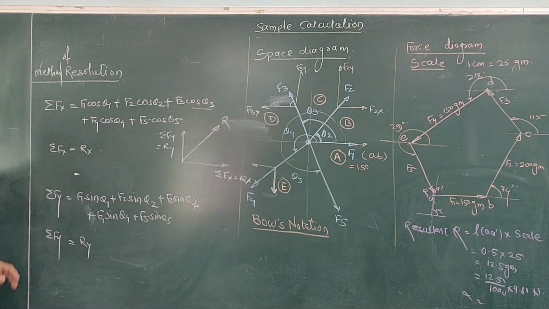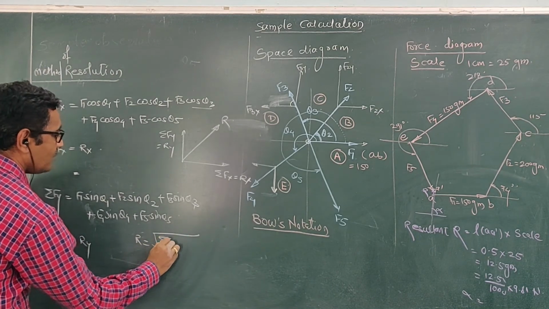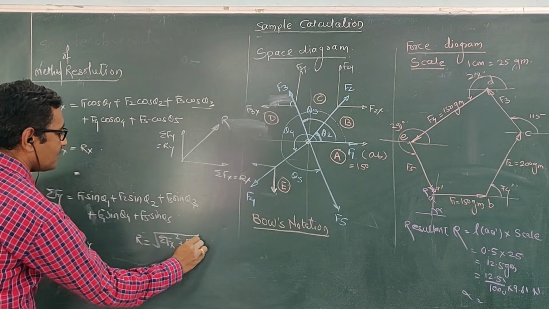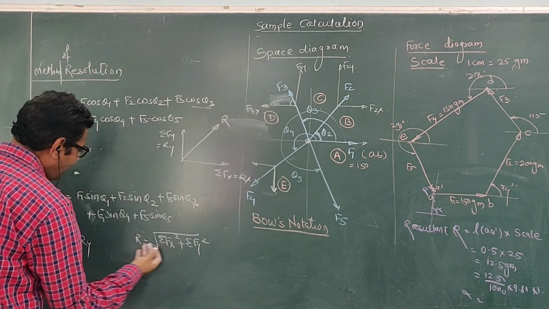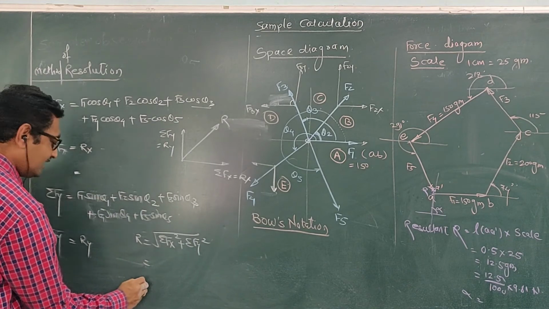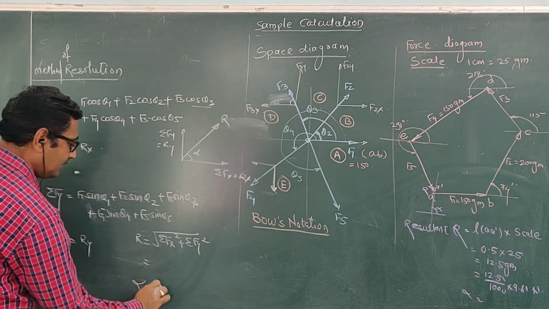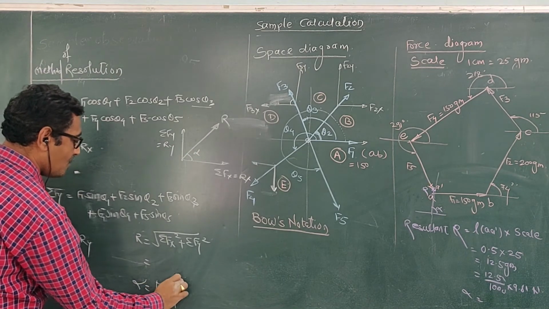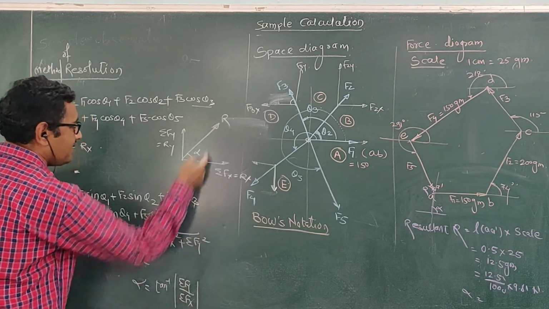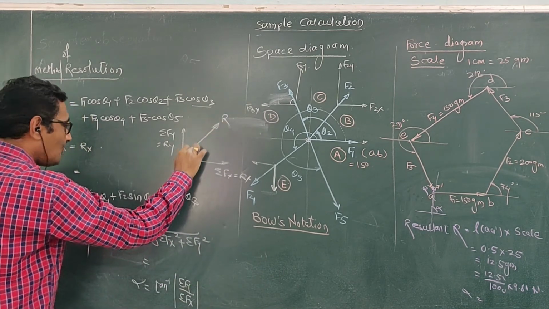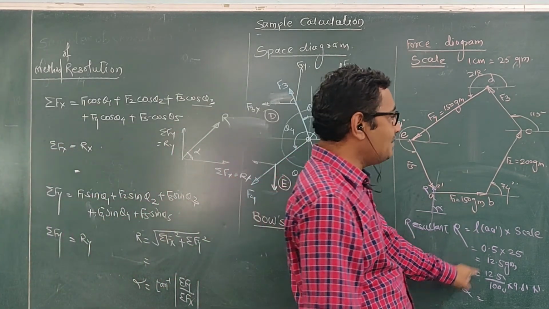That resultant is given by r equal to under root of summation of fx square plus summation of fy square, because these are the 2 rectangular components of that resultant. Just substitute the value and get the answer, and then the inclination of this resultant with horizontal, alpha, can be written as tan inverse of mod of summation of fy upon summation of fx. This is the angle made by the line of action of the resultant with horizontal. And this answer should match.